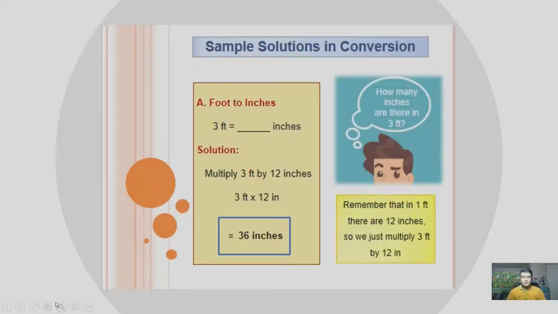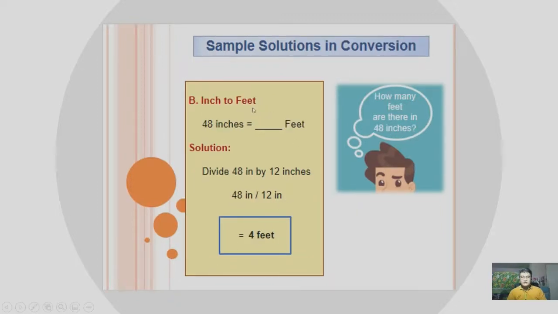Let's have a sample solution in conversion. By using the guide table, we have to convert 3 feet into inches. Simply multiply 3 by 12 inches. 3 times 12 is equal to 36 inches. Always remember that in 1 foot there are 12 inches. So we just simply multiply 3 feet by 12 inches.